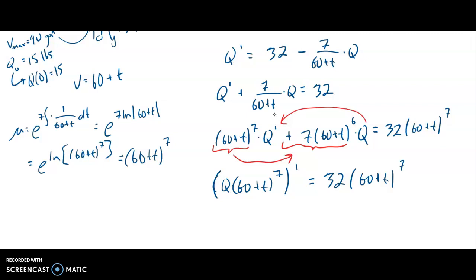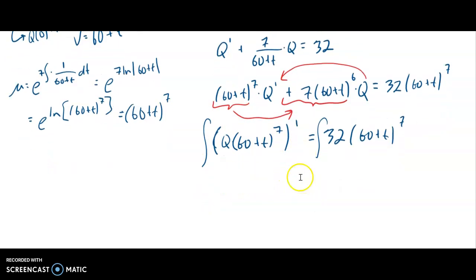Now I can integrate. So I'm going to integrate the left side and integrate the right side. The reason we do this work up here is because the left side is now very easy to integrate. When I integrate this, the integral cancels with the prime here to give me what we have inside the parentheses. So I get on the left side q times (60 plus t) to the 7th equals, now I actually have to integrate this side.